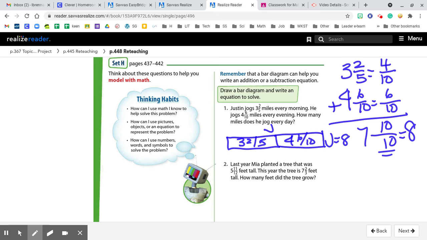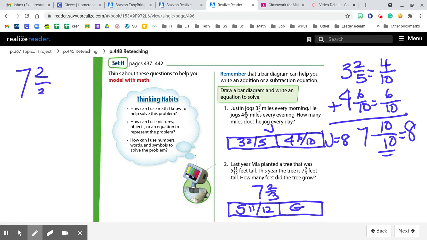Last year, Mia planted a tree that was 5 11/12 feet tall. This year, the tree is 7 2/3 feet tall. How many feet did the tree grow? So we want to take the tree this year is this big, and last year it was this big. So we're trying to find out how much did it grow. So in this case, we have a subtraction problem.